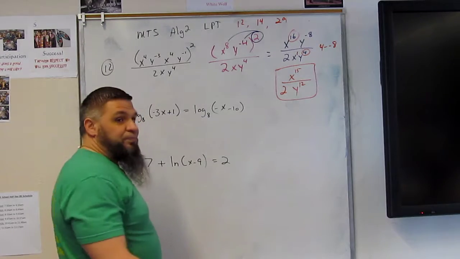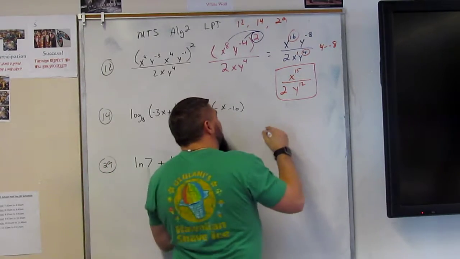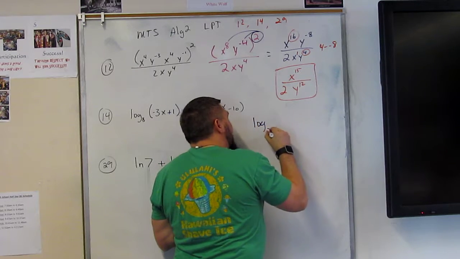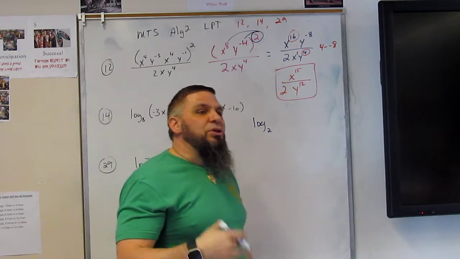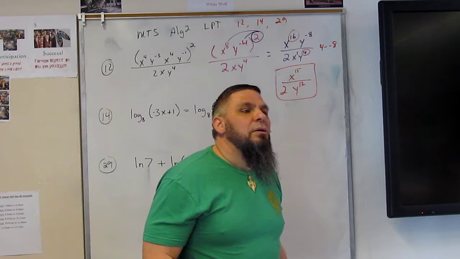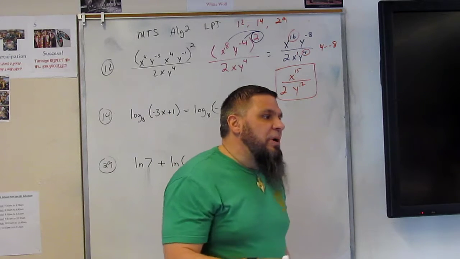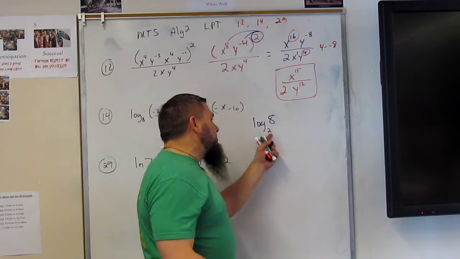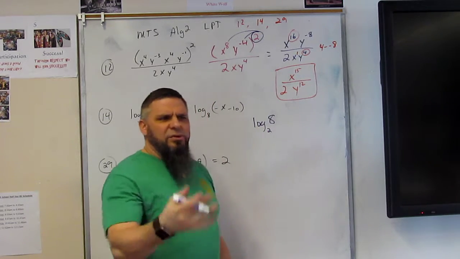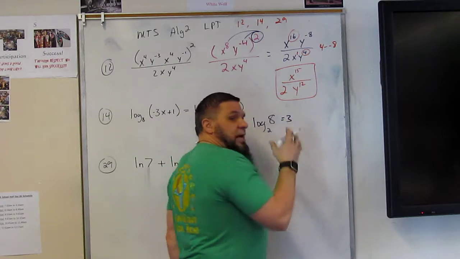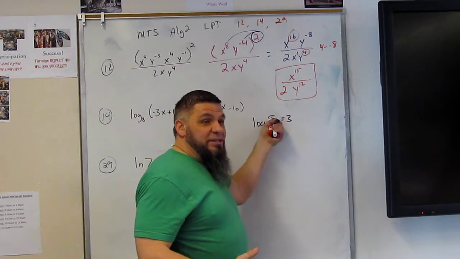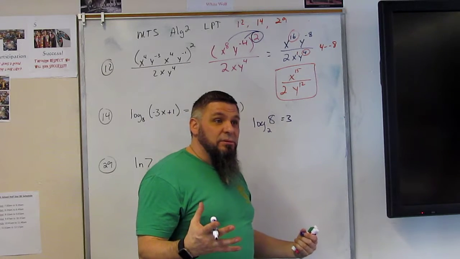Good question. Alright, let me ask you a question. The log base 2. So 2 to the 3rd power is what? 8. Right? So log base 2 of 8 is 3, right? We know that. Everyone understand that, right? Because 2 to the 3rd power is 8. Does that make sense?